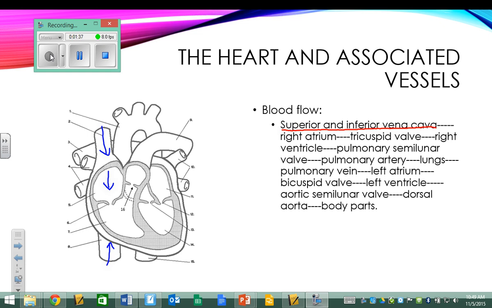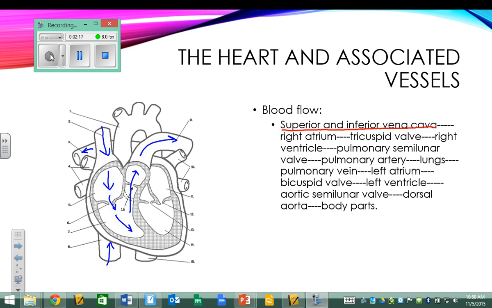After the right atrium, the blood flows through the tricuspid valve into the right ventricle. After the right ventricle, blood flows up through the pulmonary semilunar valve. And once it does that, it goes into your pulmonary artery. And there were two pieces of that. It was piece number 3 and piece number 9.